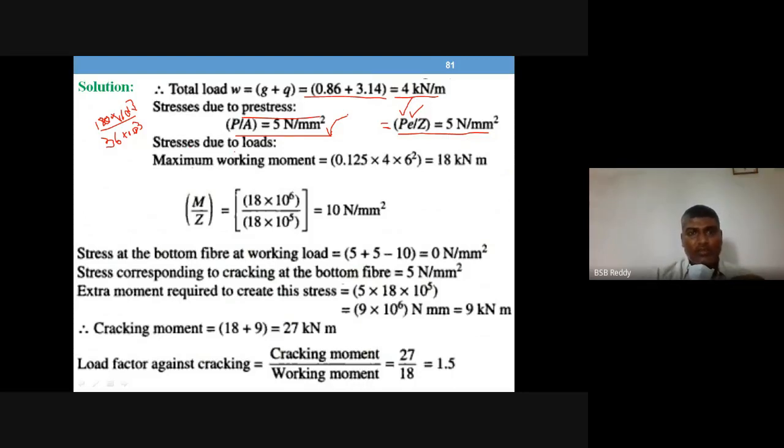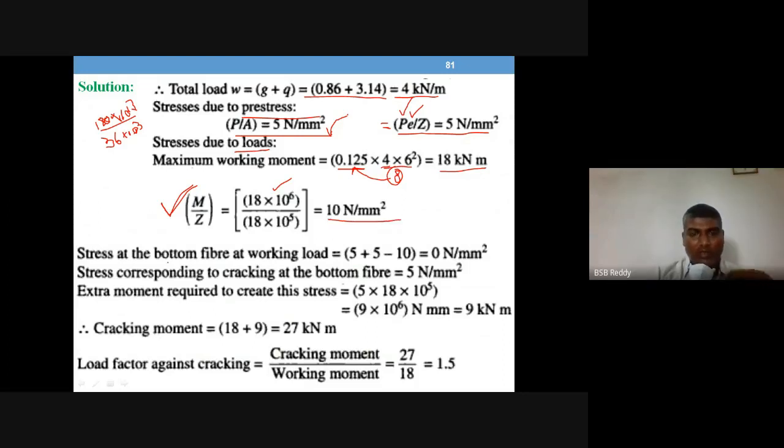Next, stresses due to loads. Total load is calculated as 4. So WL square by 8, because it is a simply supported beam. WL square divided by 8 is actually written as 0.125. So that is giving you 18 kilonewton meter. So M by Z, stress due to loads, is 18 into 10 power 6 by 18 into 10 power 5. So this is 10 Newton per mm square.